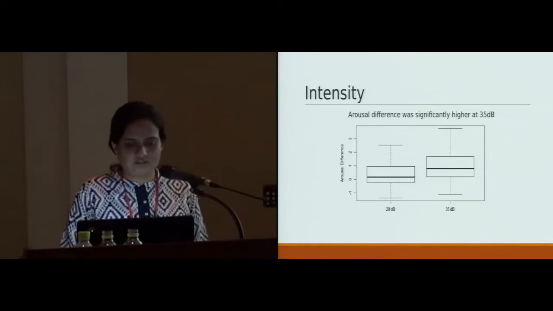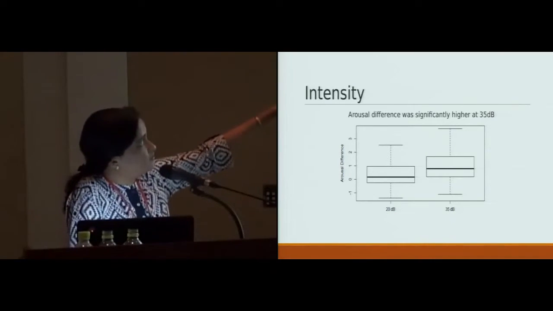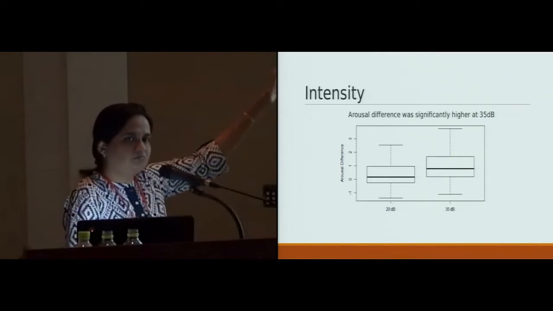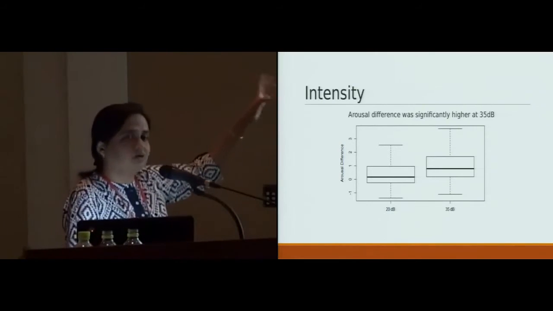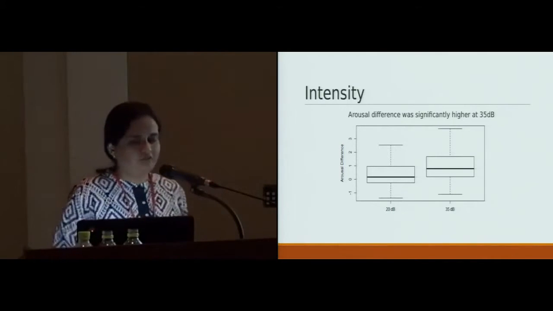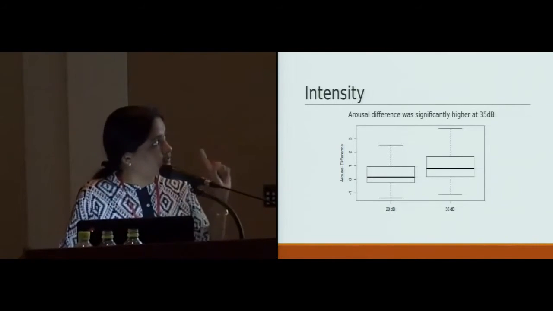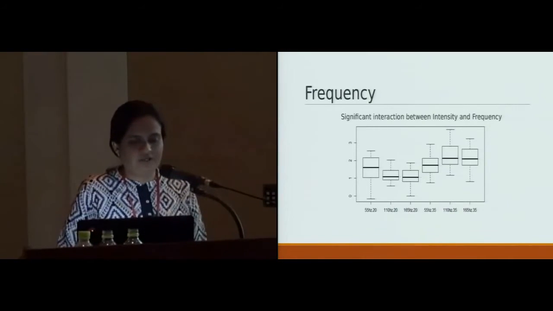So the results were arousal difference. So what you see on the left here is actually the arousal difference. So this is the visual haptic arousal minus the visual arousal. So which feature of the haptic contributes highest to this arousal difference is the question here. So what we found was intensity. The arousal difference at 35 dB was significantly higher than arousal difference at 20 dB.